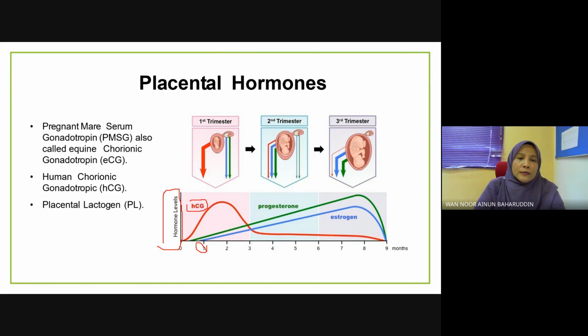And then the levels of progesterone and estrogen will consistently increase until they rise to the peak level during 8 to 9 months of pregnancy. Then we also have another type of hormone, like placental lactogen.